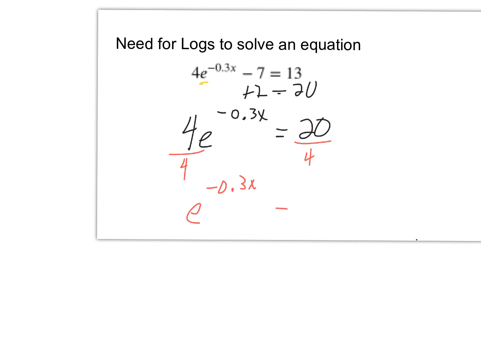e to the negative 0.3x is equal to 5. I'm trying to teach people. I teach. Yeah, so you need to be quiet.